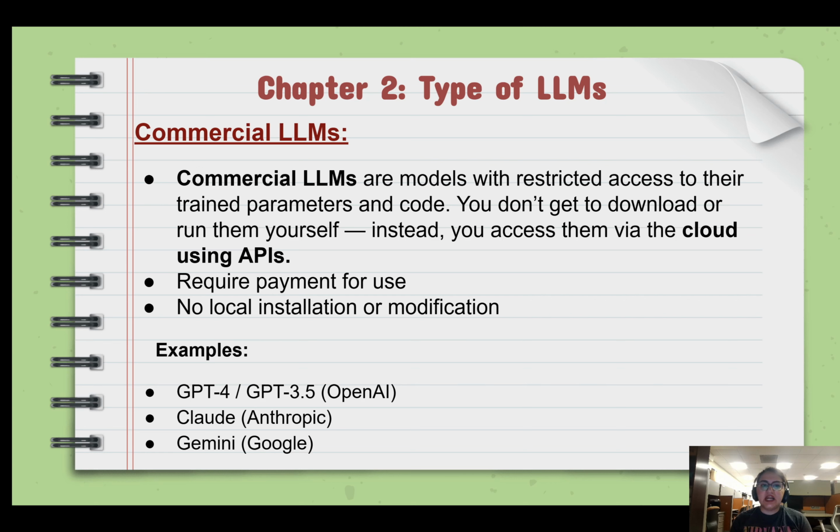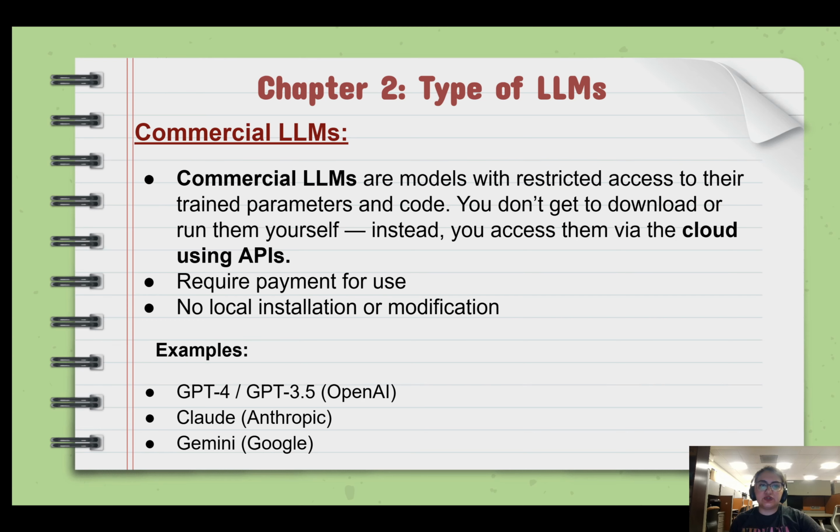And here I brought three examples of commercial LLMs: ChatGPT, GPT-4, GPT 3.5, which were developed by OpenAI, Claude, and Gemini. So these are only three examples of commercial LLMs. We definitely have much more than that.